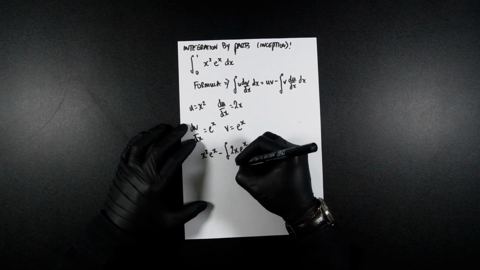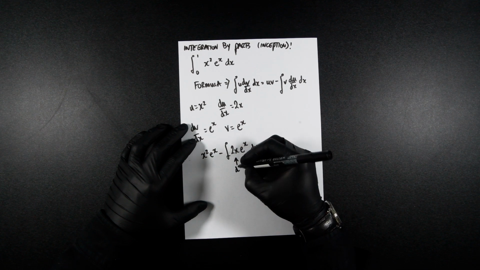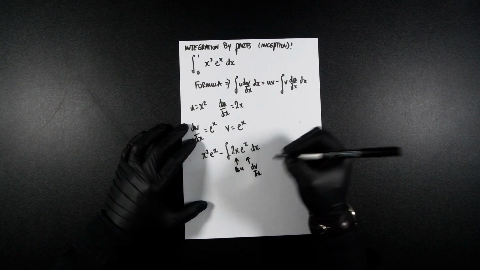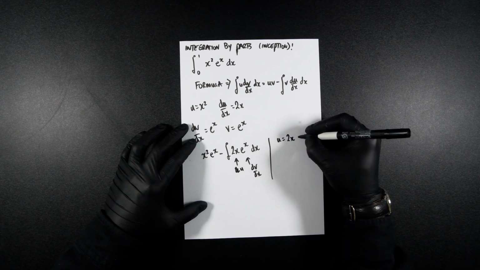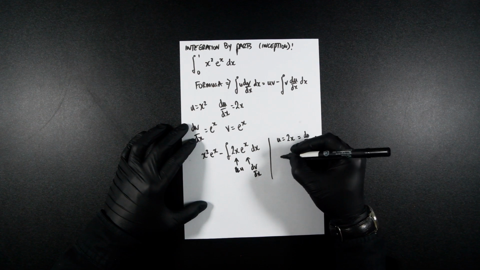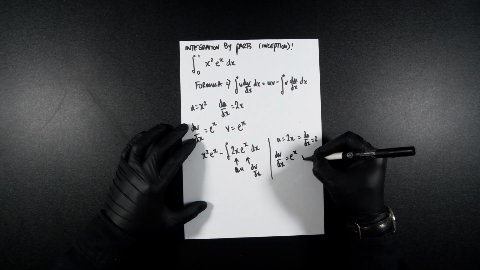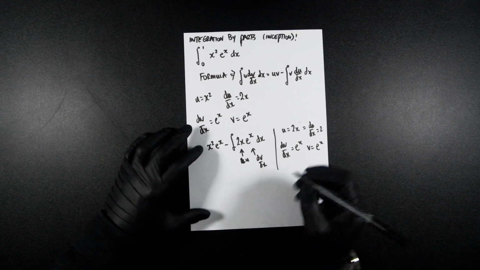So that is going to be u, and this is dv/dx. So u equals 2x, so du/dx would equal 2. dv/dx would be e to the x, and v would be e to the x. So let's put it all in again.